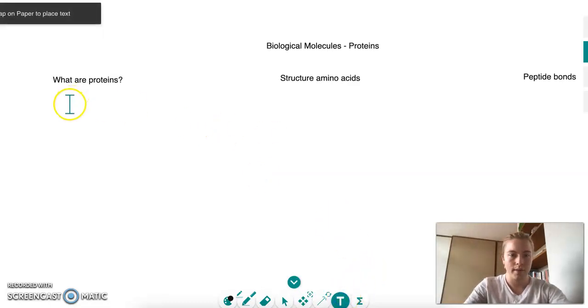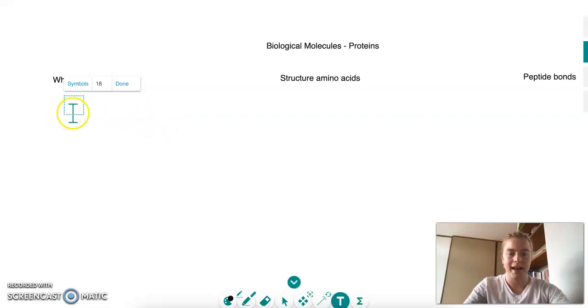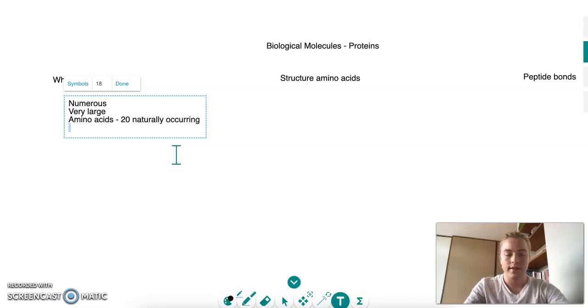So is there anything you can tell me that you think of when you think of proteins, or like any information that jumps to your mind? So they are numerous, they're very large for molecules compared to carbohydrates and lipids, and they're composed of amino acids, of which there are 20 naturally occurring. So the way that works is that the amino acids are a monomer, and the polypeptide chains that form are the polymer.